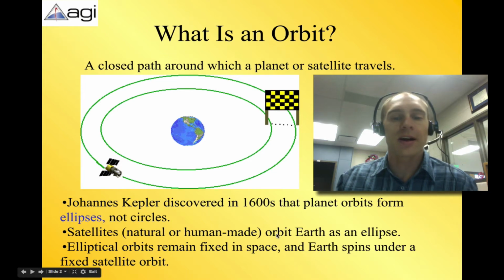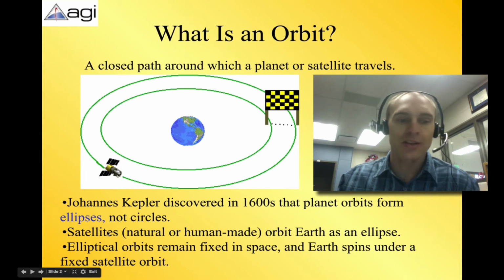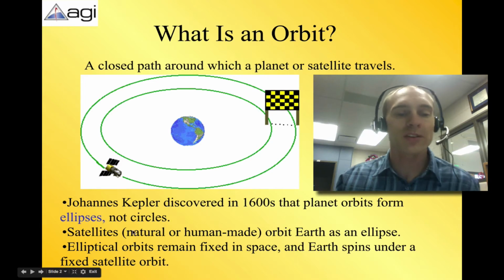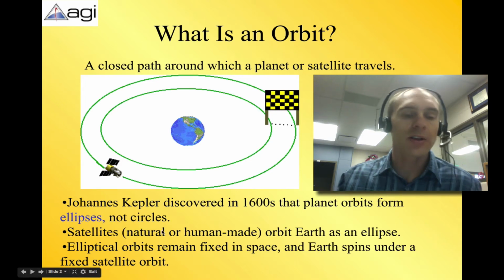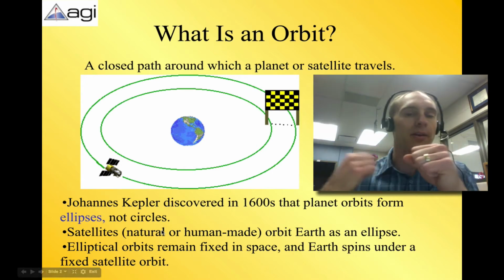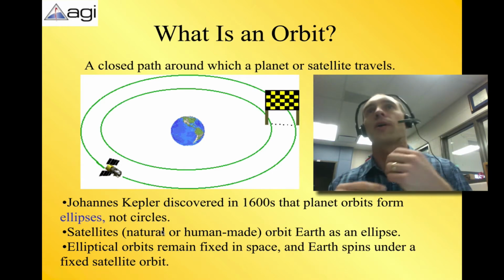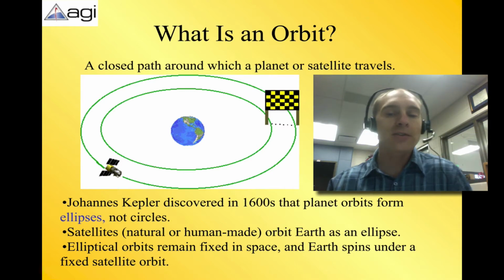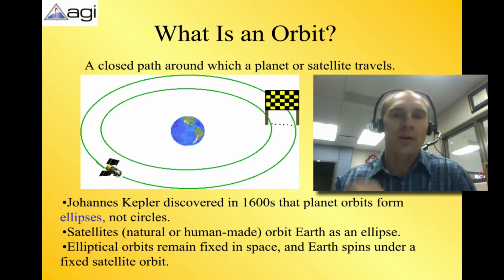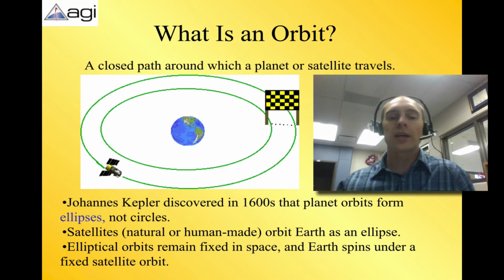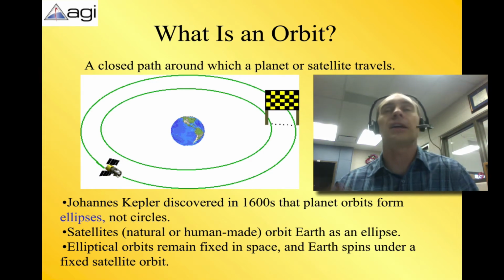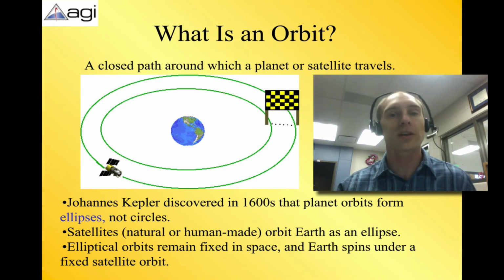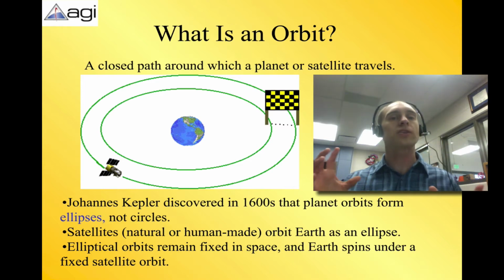Satellites orbit Earth as an ellipse. They do not orbit in a perfect circle if they're natural. So natural satellites are like the moon, which is a satellite around the Earth. An asteroid or something is also a satellite. Planets are satellites around the sun. Natural satellites are always ellipses. Write that down. Human-made satellites, like a communication satellite, can be in a circular orbit because we can control it.